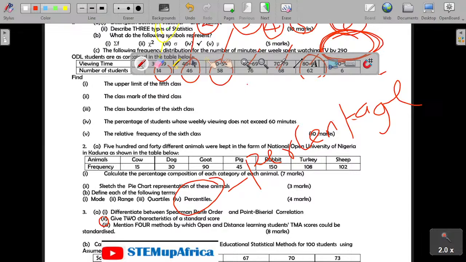The other one says give two characteristics of a standard score. Anybody knows that? Characteristics of a standard score as used in our TMA test, tutor marked assessment, right? So, what are the four methods by which you can standardize our scores? Anybody knows that?